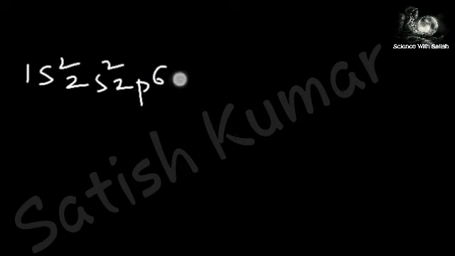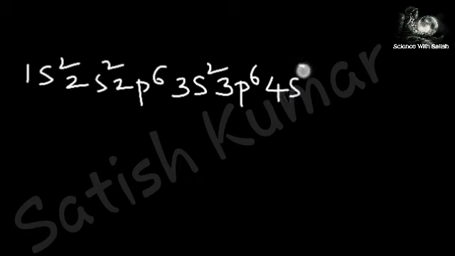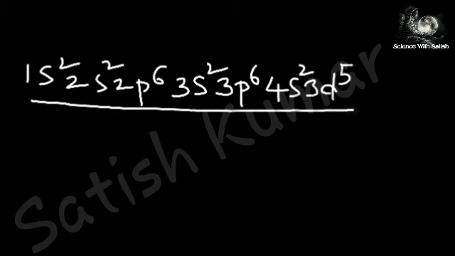The electronic configuration of an element is given as 1s2, 2s2, 2p6, 3s2, 3p6, 4s2, 3d5. For this you have to find out the group number and period number.